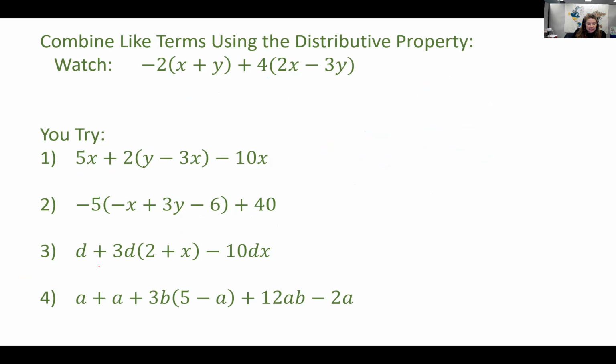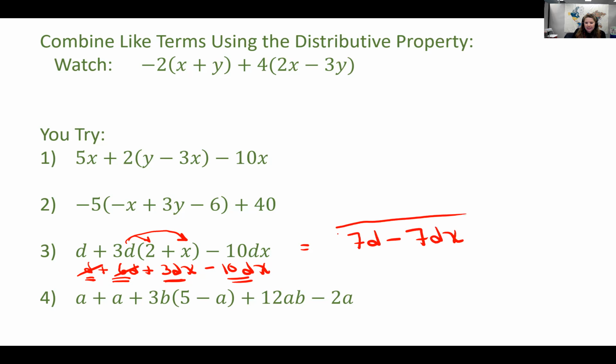All right, let's look at 3. So we have d plus 3d times 2 is 6d. 3d times x is, guess what? 3dx minus 10dx. All right, what like terms do we have? We have 1d plus 6d. 1d plus 6d is 7d. And then we have 3dx minus 10dx. 3 minus 10 is negative 7dx. And that's the answer, 7d minus 7dx.